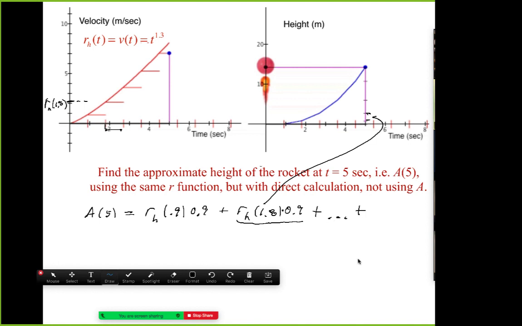And then what happened at the end? So we're doing r of 5. So something a little bit different happened at the end. Do you remember what that was? I think the interval's shorter. Okay. So it wouldn't be multiplied by 0.9. All right, so this is 4.5 here. Tell me what happened in the last little bit of height change. Is it RH of 4.5 multiplied by 0.5? Yeah, that's it.